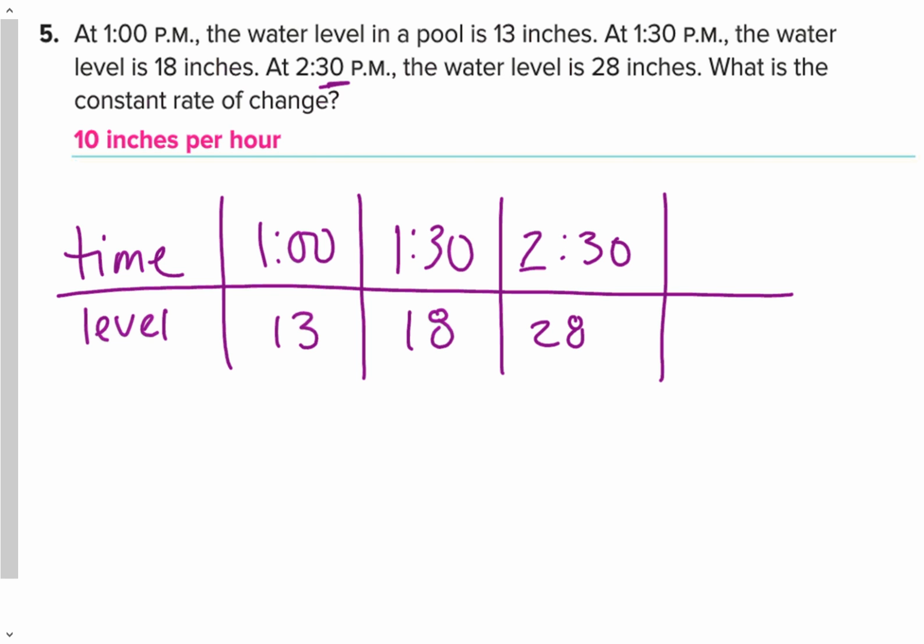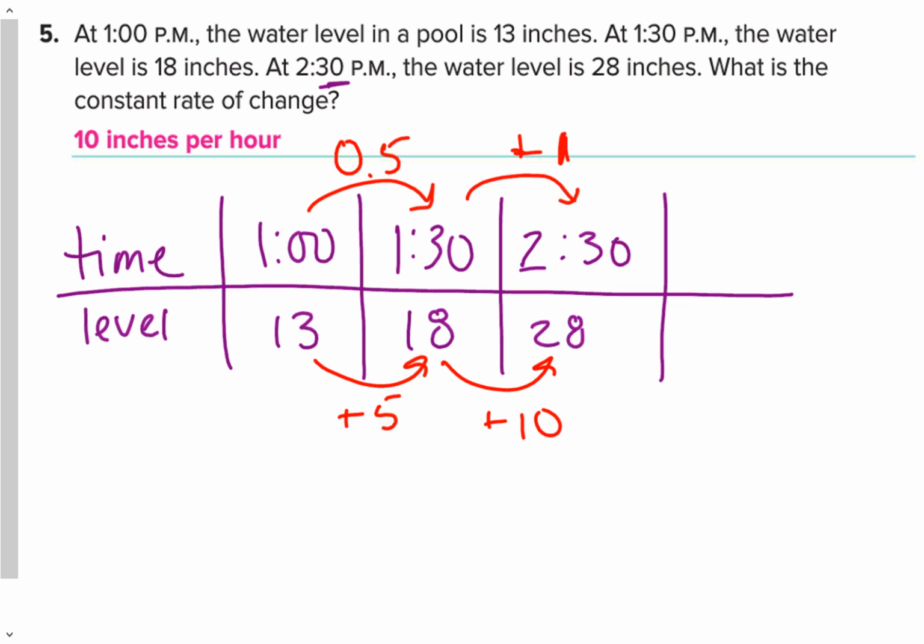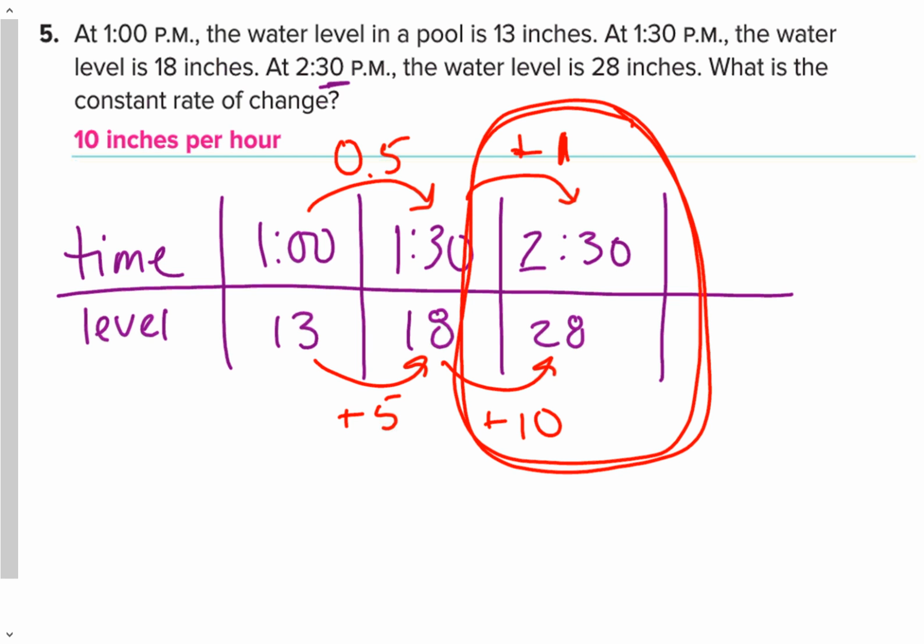So we have to be very, very careful here because our intervals are not the same. Okay, so here we went from 1 to 1:30, that's 0.5 hours. So in 0.5 hours, it went up 5. Here, this went up 1 hour and it went up 10. So actually, this is pretty easy for us because they want to know what it was per hour. I already have one for an increase of 1 hour and it was plus 10. So it's going to be 10 inches per hour.